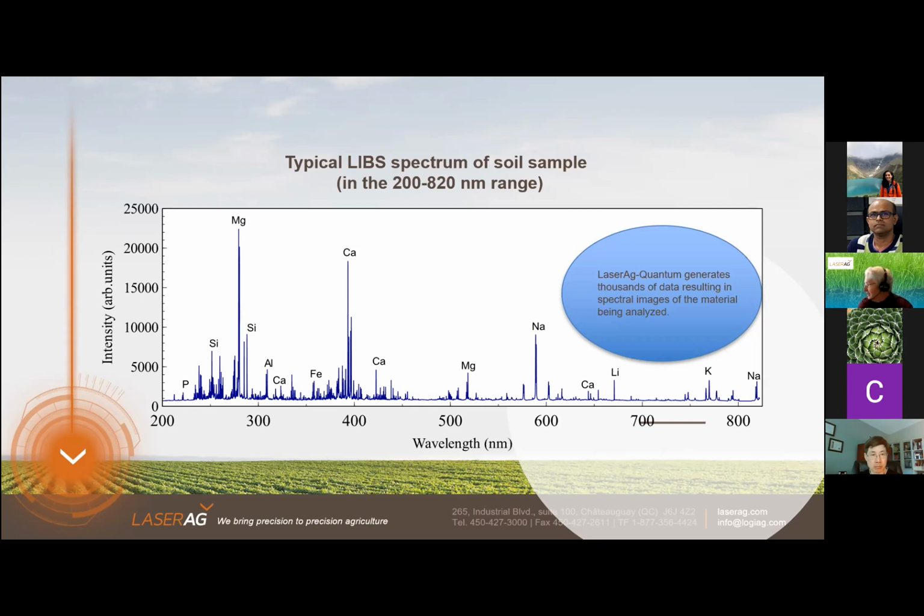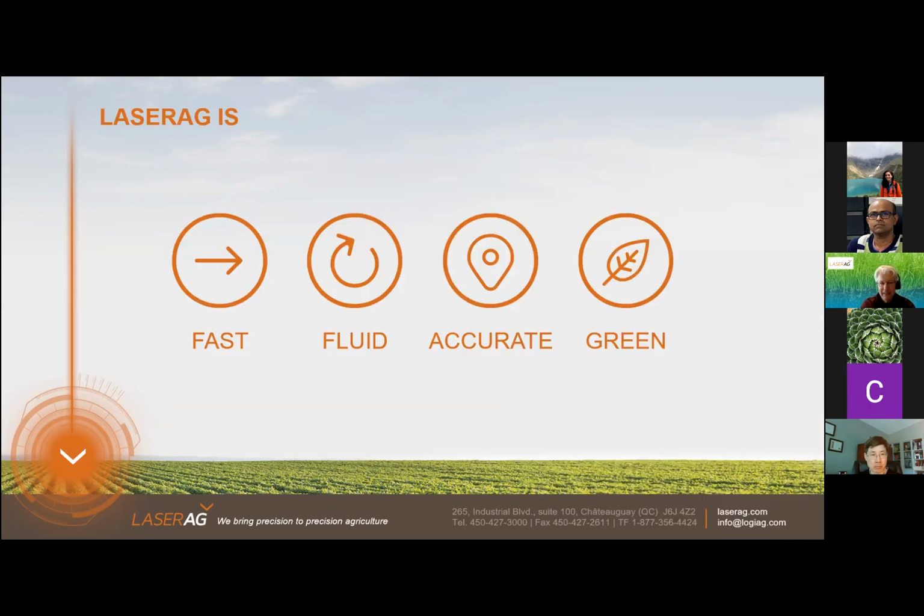So the real genius of our system is in the algorithms that translate the spectral image that you see on the screen into usable agricultural information that can be used to produce nutrient management plans or fertilization programs or management programs for farmers and for agronomists. And that is what we have been able to achieve. So LaserAg is fast, fluid, accurate, and green.